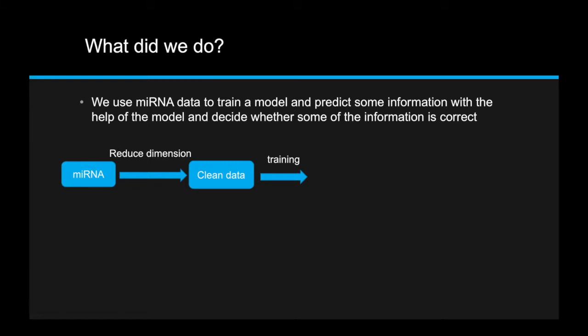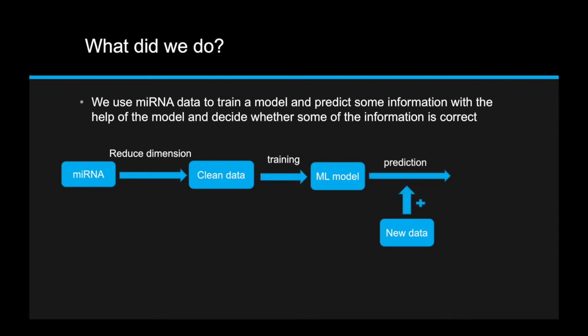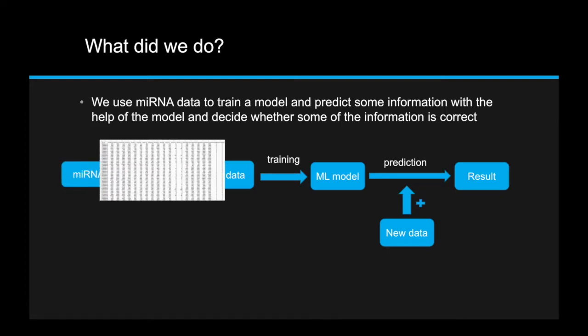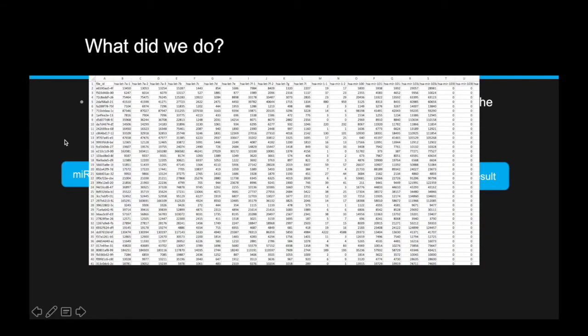Then we can use the clean data to do some training and we get a machine learning model. When we have the machine learning model, you can give me some new data, and with the new data and the machine learning model, we can do some prediction and get some result. In this case, the result is the gender of the samples.